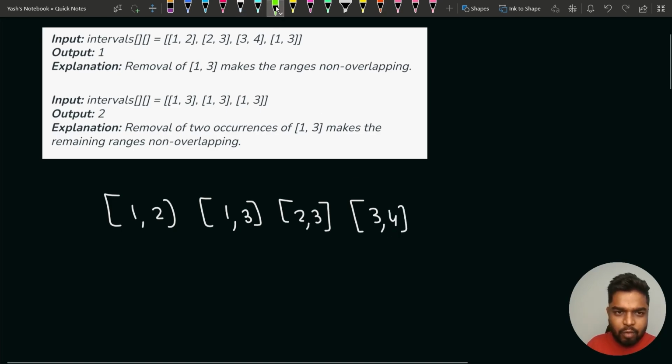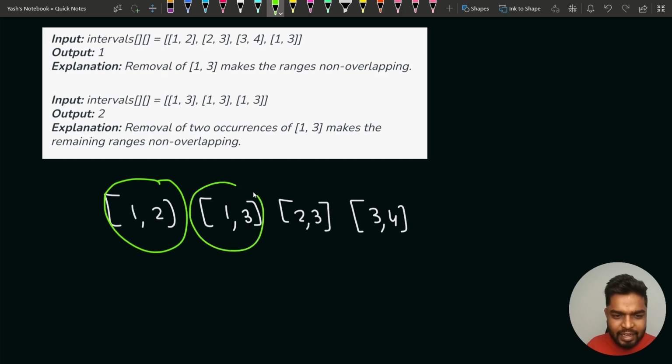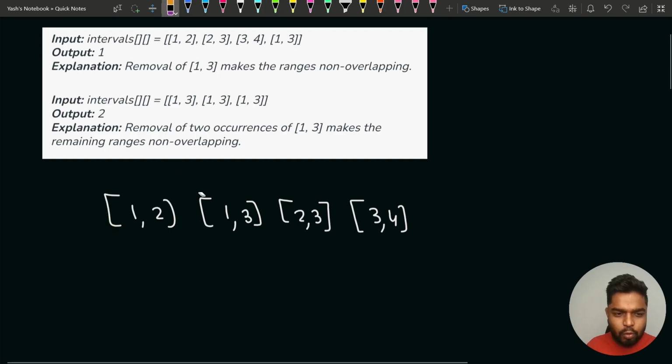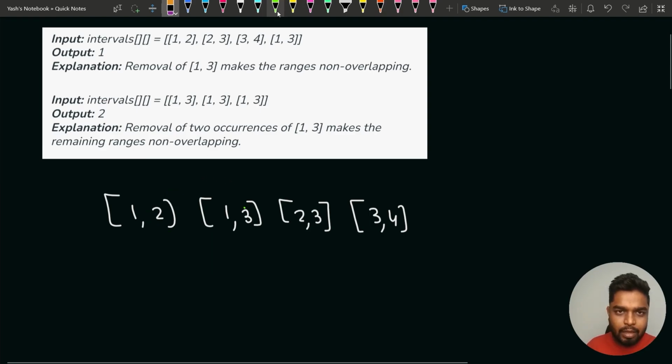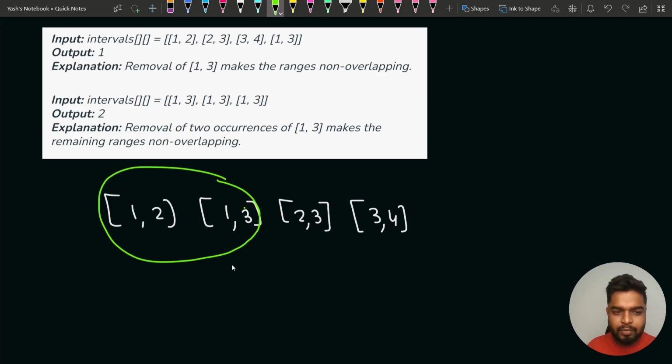Now if you see here, when I look closely at the first and the second interval, the first interval is 1, 2, the second interval is 1, 3. Now you can see that there is an overlap. Why? Because this interval is ending at 2 and the next interval is starting at 1. So before the first interval ends, the next interval is also trying to start. So this is an overlap. Since this is an overlap, I'll consider this as the very first overlap here.